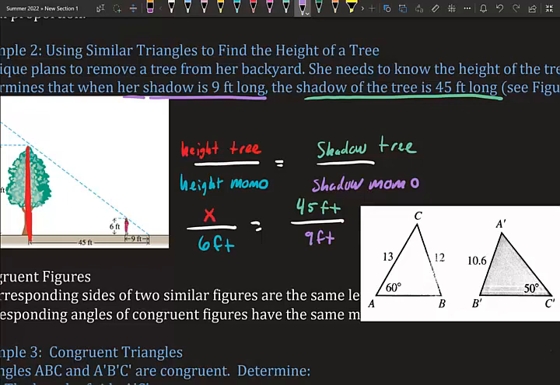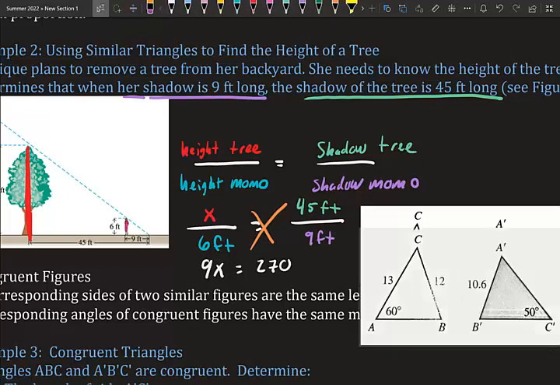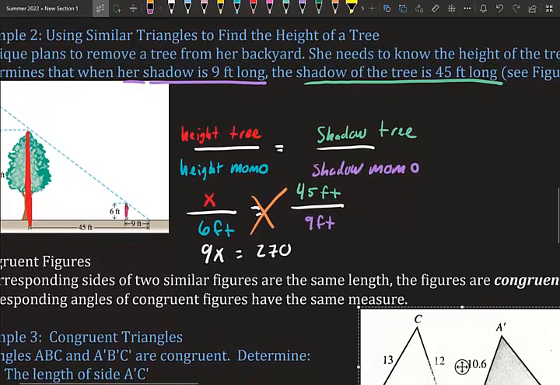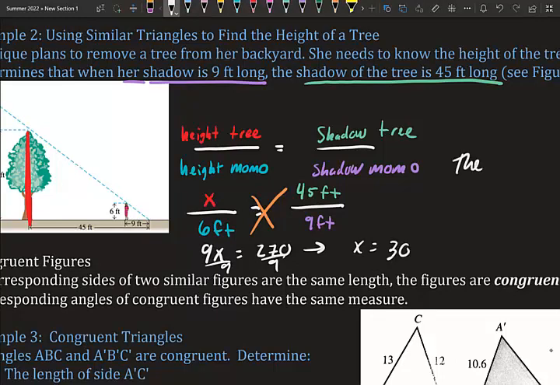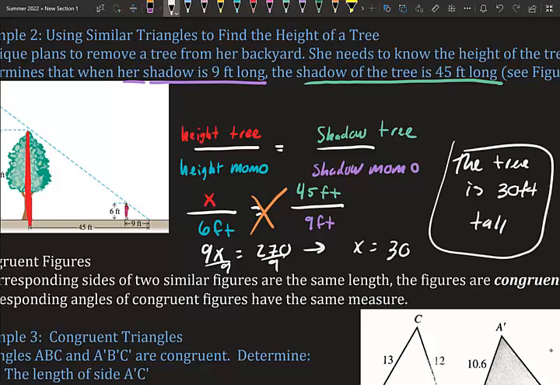And since it's a proportion, we just cross multiply. So x times 9 is 9x. 45 times 6 is 270. We're going to divide by 9 to get x by itself. So we get x equals 30. That means the tree is 30 feet tall.